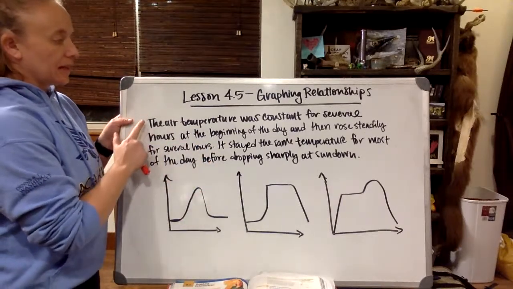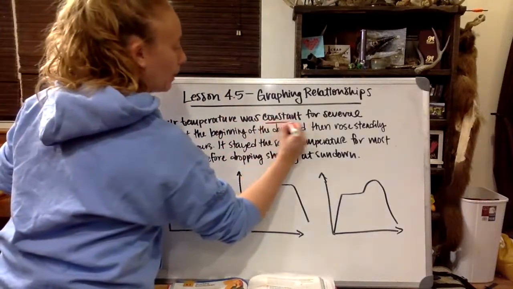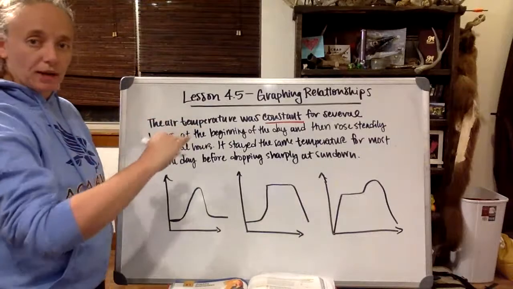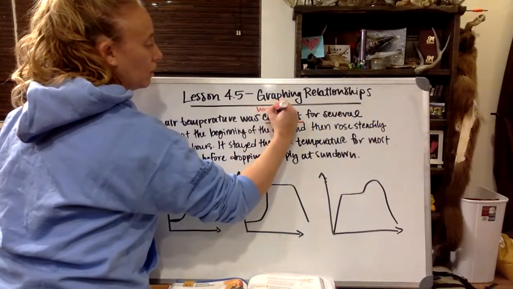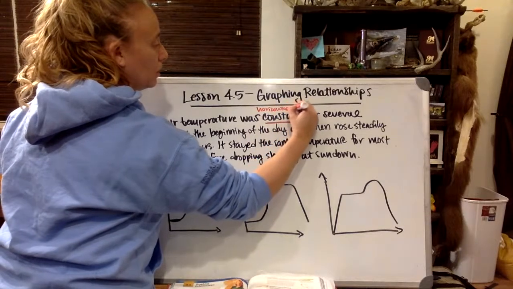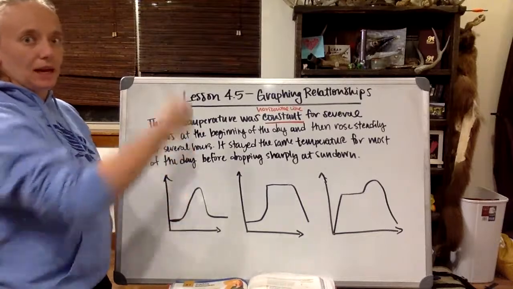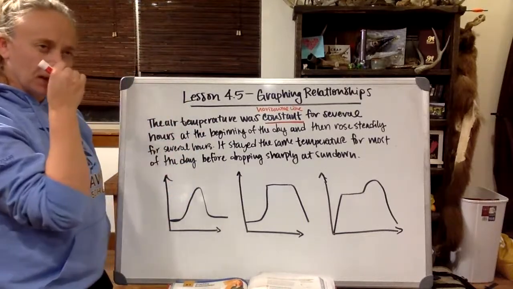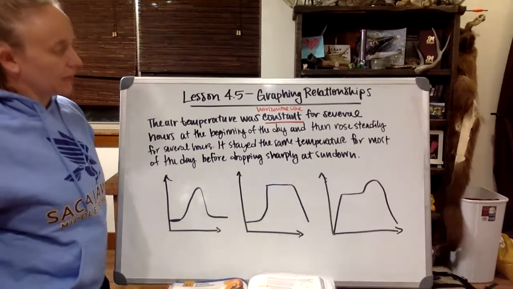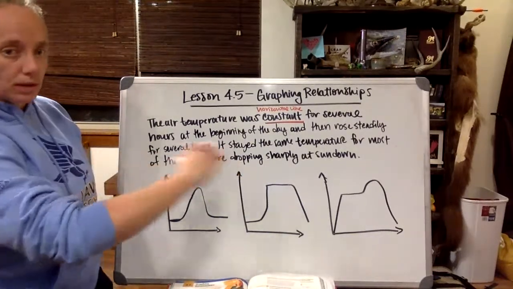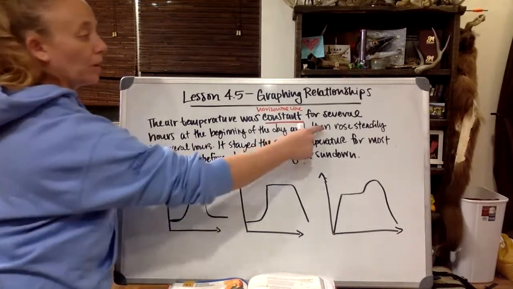So looking at this, the air temperature was constant for several hours. Constant for several hours tells me that there's going to be no change. No change is typically seen in a horizontal line. You could also see that in terms of a vertical line if you're being thoughtful about how that's being described, but usually constant for several hours would be seen as a horizontal line. So constant for several hours at the beginning of the day.